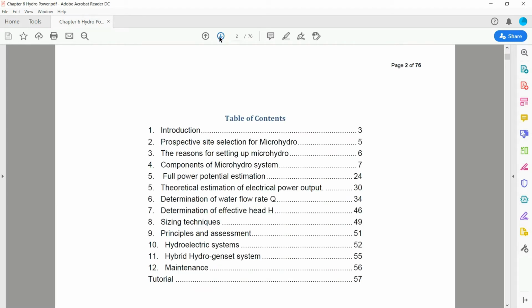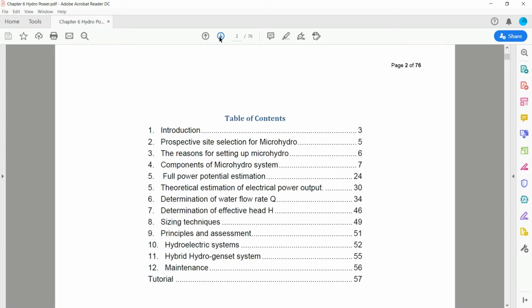Okay, we start with the table of contents. Number 1, introduction. Number 2, prospective site selection of microhydro. Number 3, the reason of setting up microhydro. Number 4, component of microhydro system. Number 5, full power potential estimation. Number 6, theoretical estimation of electrical power output.